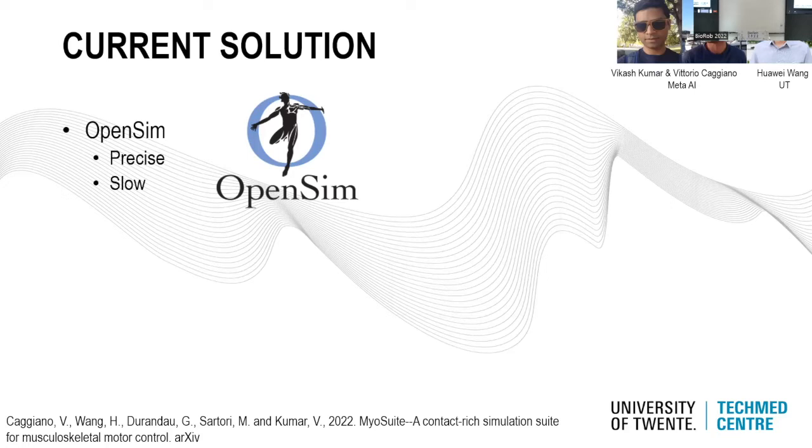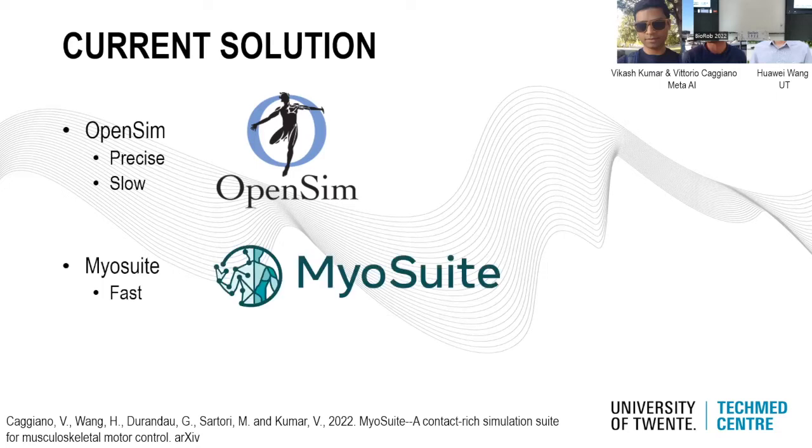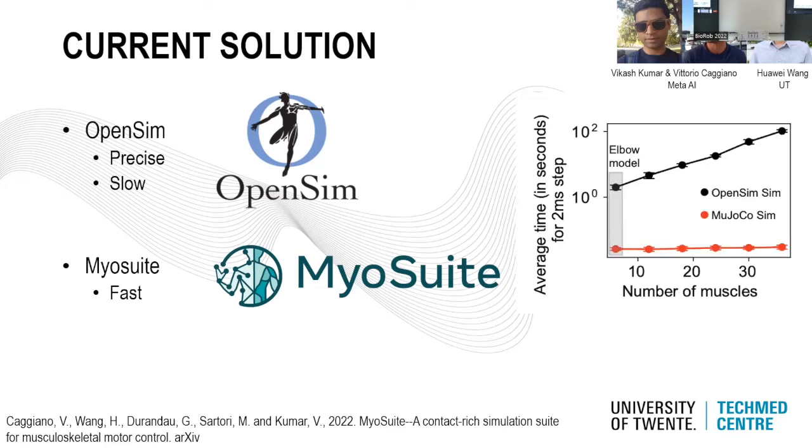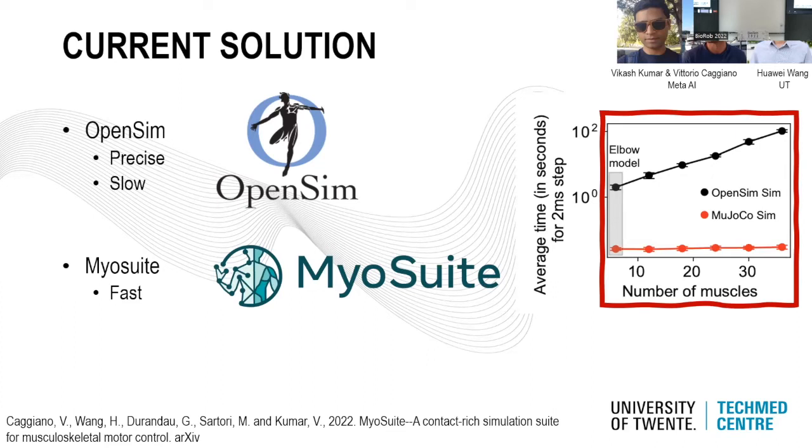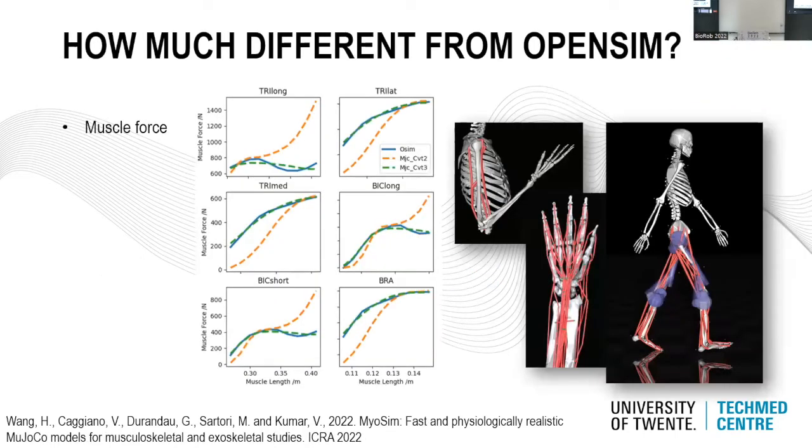But if you want to train a network, you need something that is fast because you need a lot of repetition to train this neural network. That's why, with some colleagues from Meta AI, we developed the MyoSuite framework, which is a very fast simulation of the neuromuscular system. For example, it is currently 100 times faster than OpenSim for computing muscle forces. But the question is, okay, how far are we from OpenSim in our neuromuscular system?